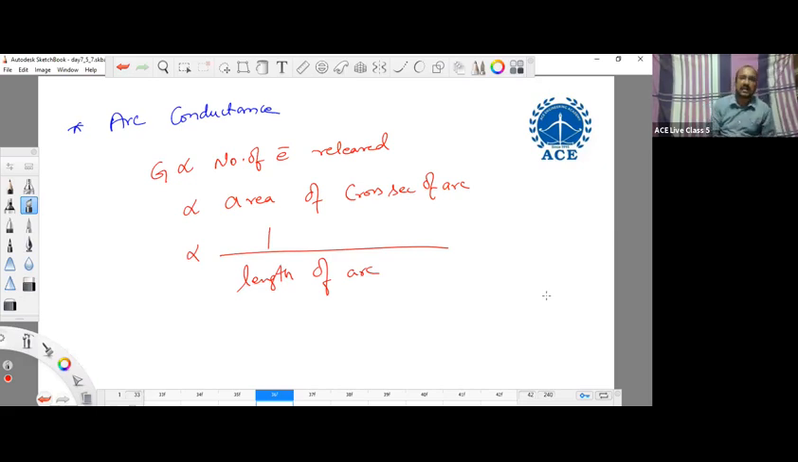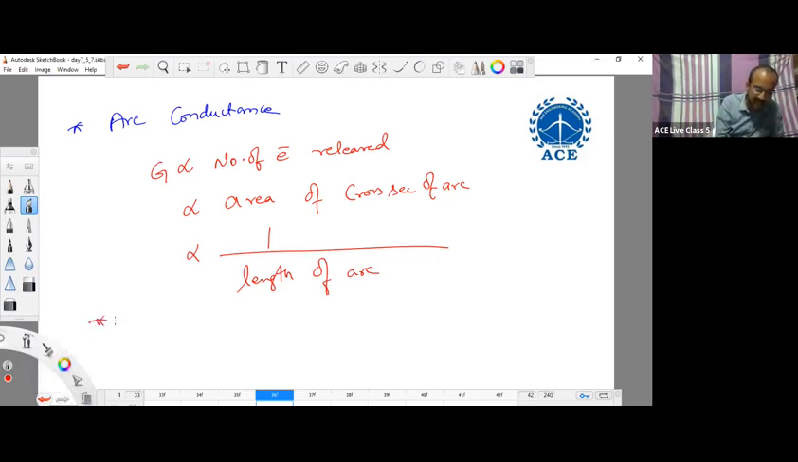Understood my point? Arc conductance is directly proportional to the number of electrons released, directly proportional to the area of cross section of the arc, and inversely proportional to the length of the arc. So we should design the circuit breaker such that the arc conductance is low. Arc conductance should be low means the area of cross section should be less, and the arc length should be more.